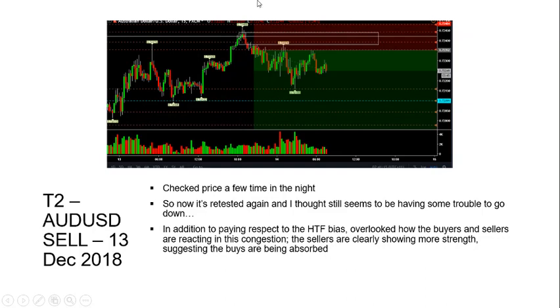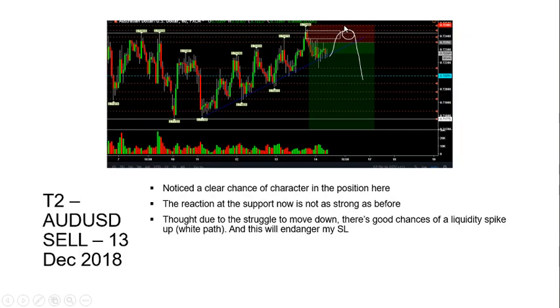That was the storyline. Now, of course, in addition to the high time frame buyers, what I kind of overlooked was these sell moves down are much stronger, so the sellers are still very much in control, right? Suggesting the buys are being absorbed. So, given this change in thinking now about, okay, there's probably going to be another move up to get some extra liquidity, and that may endanger my stop loss, I started looking for reasons for why that idea is logical and may come true. And so I noticed a clear change of character, right?